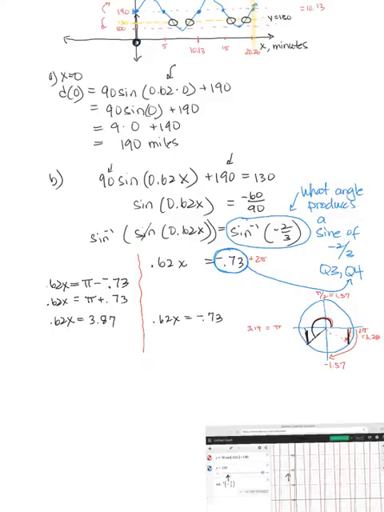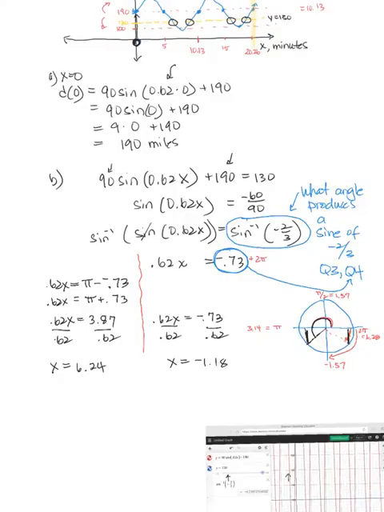Okay, and now I'm going to solve for x. I'm going to divide everything by 0.62. 3.87 divided by 0.62 gave me 6.24. And then over here, negative 0.73 divided by 0.62, I got negative 1.18.